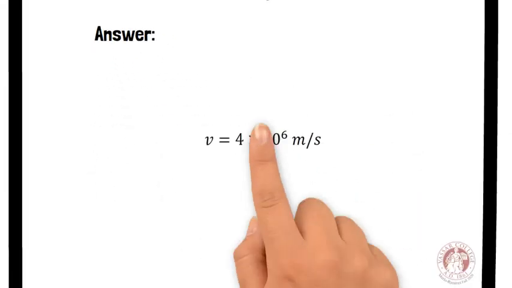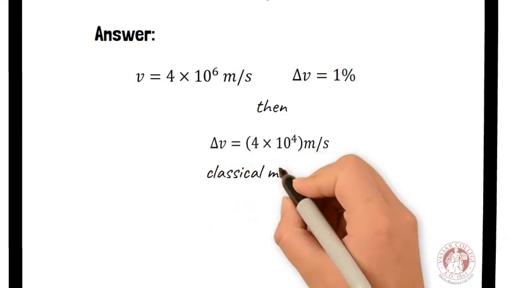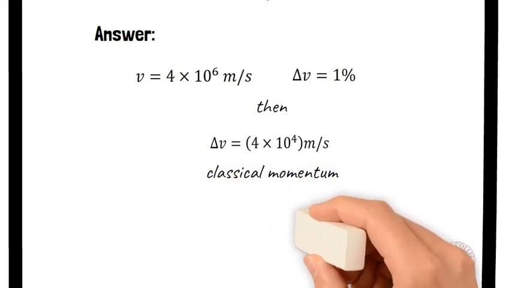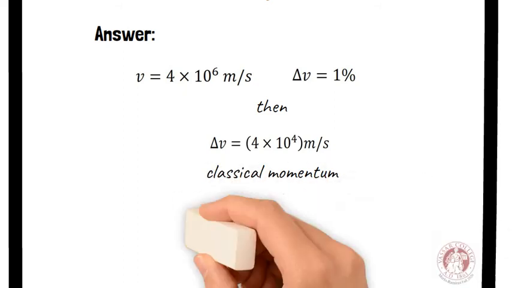We see that the speed is much smaller than the speed of light, then we can use the classical momentum formula. Also, the uncertainty in the measurement of the speed is 1%. Then, the uncertainty in the speed is the following. We use the classical definition of the momentum to find the uncertainty on it. In this sense, we can calculate the momentum uncertainty by using the fact that the mass of the electron is constant, then the uncertainty in the momentum is simply this.